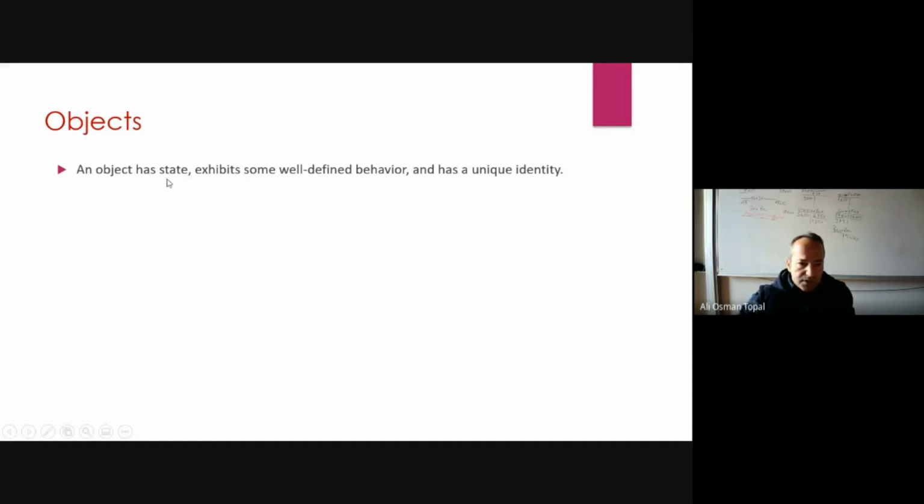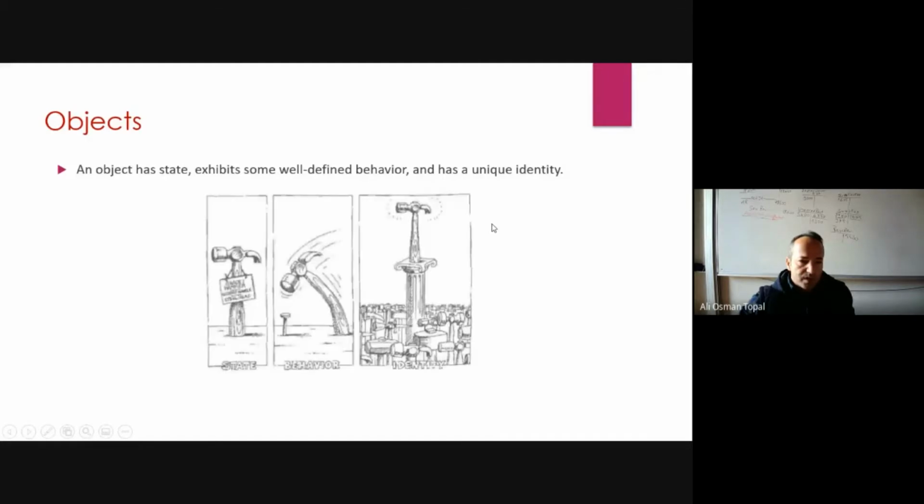Objects have state, exhibit some well-defined behavior, and have unique identity. What are the objects? So they have state, they have identity. In that identity, you have behavior, and in that state, you have behavior and identity.